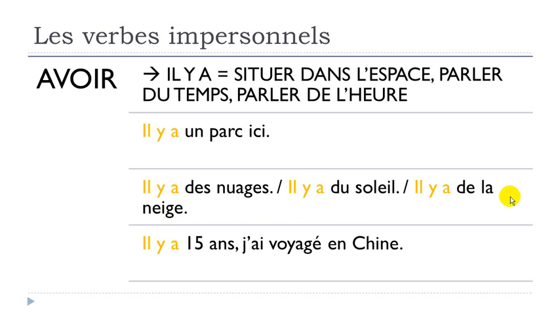Okay? And then, if you want to talk about the time or a period, il y a 15 ans. So in that case, it's quite interesting because when we use this il y a 15 ans, technically it's 15 years ago. So this il y a will mean ago. Il y a 15 ans, j'ai voyagé en Chine. Okay, voyager is to travel. You've got the passé composé form here. En Chine, in China. Il y a 15 ans, j'ai voyagé en Chine.